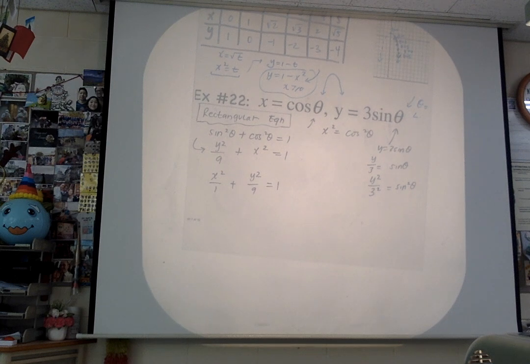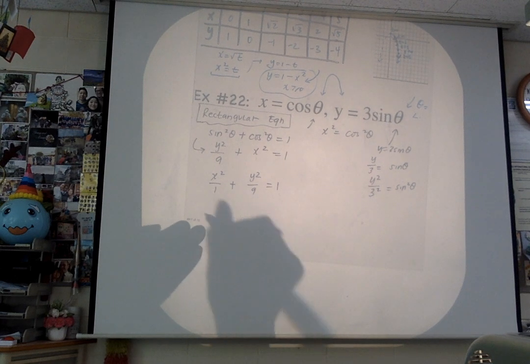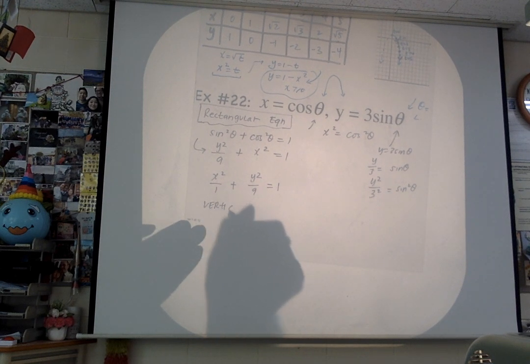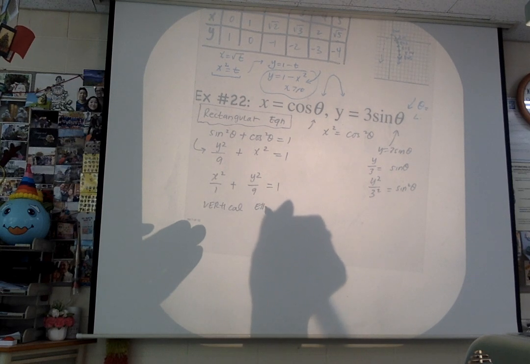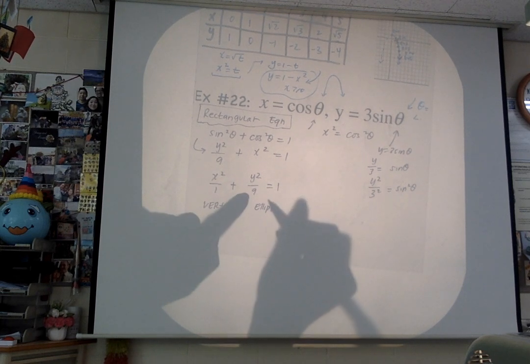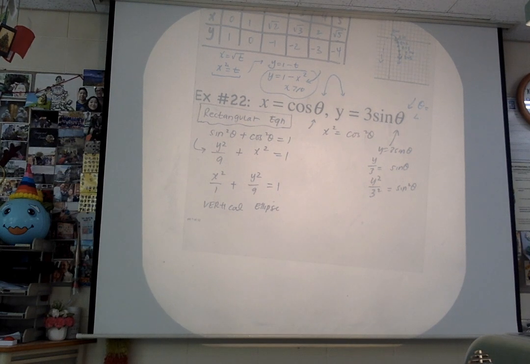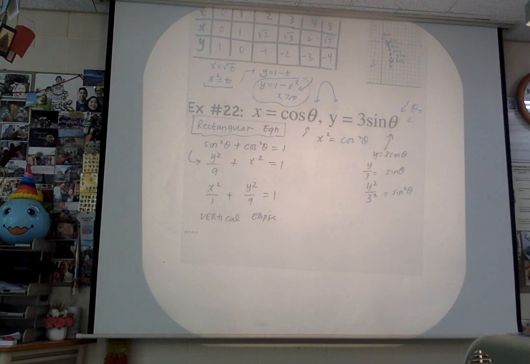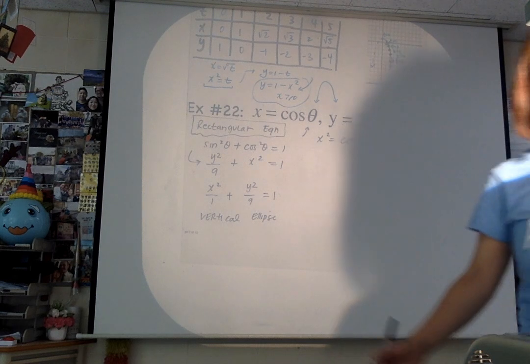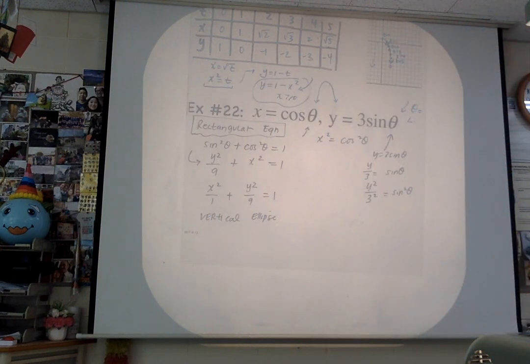Yes! Is it a horizontal or a vertical? It's a vertical ellipse, exactly, with your major axis 3 and your minor axis 1. So all this nonsense right here, it's just an ellipse. What? Okay, it's just an ellipse.